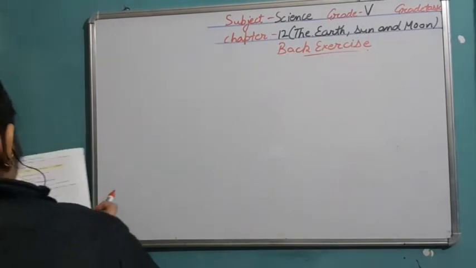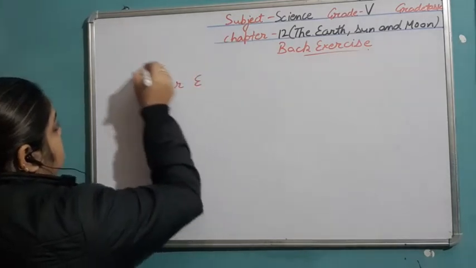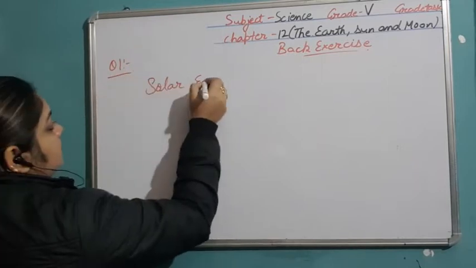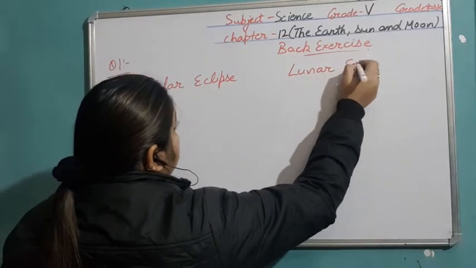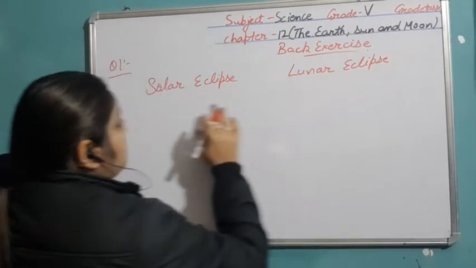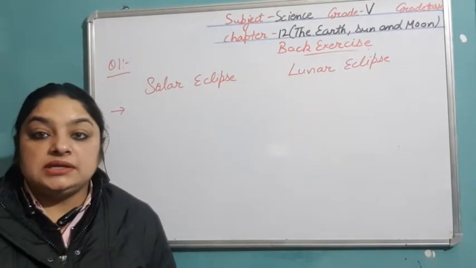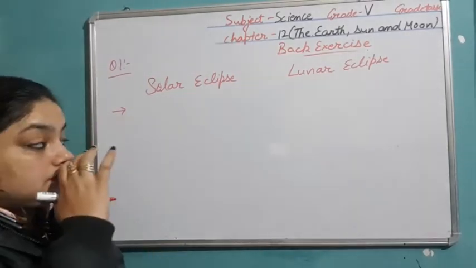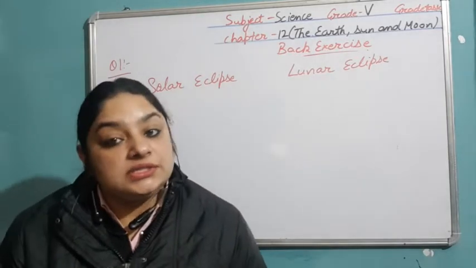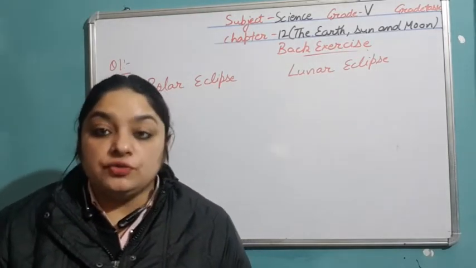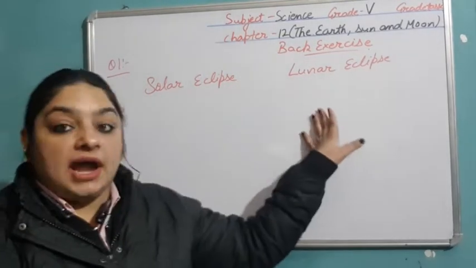So question 1 is solar eclipse and lunar eclipse. See, solar eclipse, it occurs, first of all, what do you mean by eclipse? It is the situation when one celestial object casts the shadow on another celestial object and the shadow falls, then it is known as the eclipse. Now we have two types of eclipse, solar eclipse and lunar eclipse.